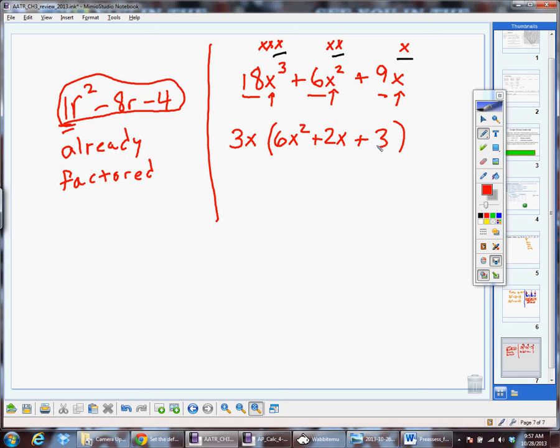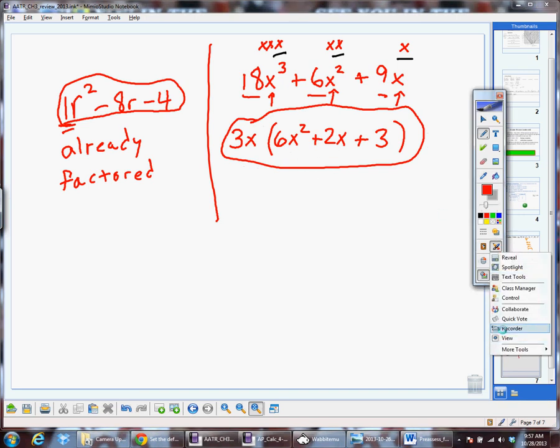3 times 3. So then if I distribute that in, I get 9x. If I distribute this in, I get 6x squared. If I distribute this in, I get 18. That's just a visual check to see if it worked. It worked. This is how you factor by GCF. This is always the very first step you're going to do when you're attempting to factor.